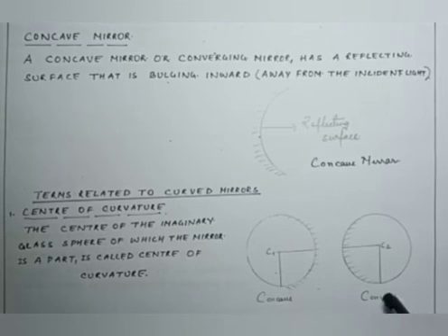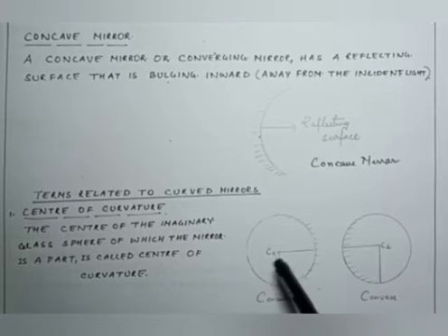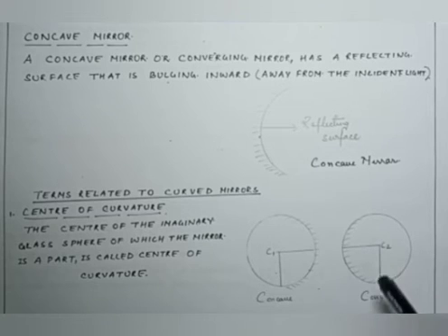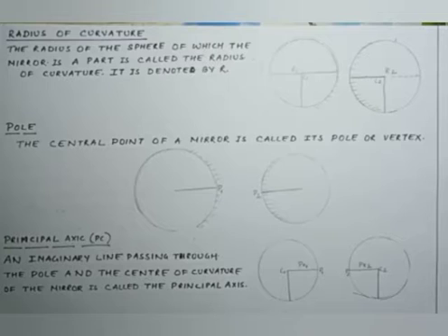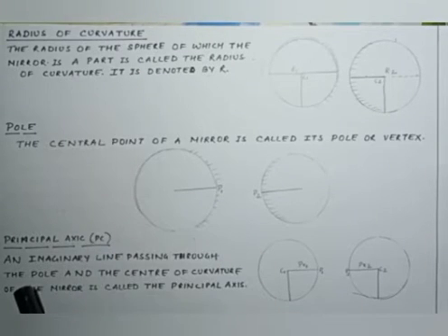In the same way, this is a convex mirror. So this is a center. So it is called center of curvature. Over here, C1 is the center of curvature for concave mirror and C2 is the center of curvature for convex mirror.